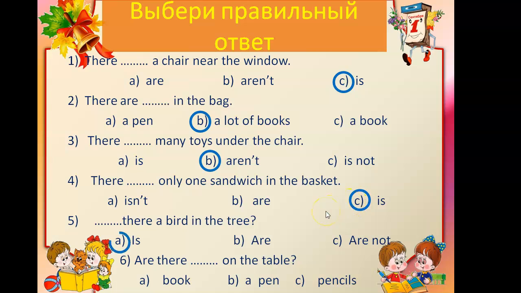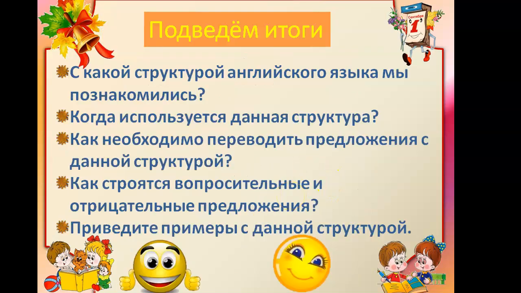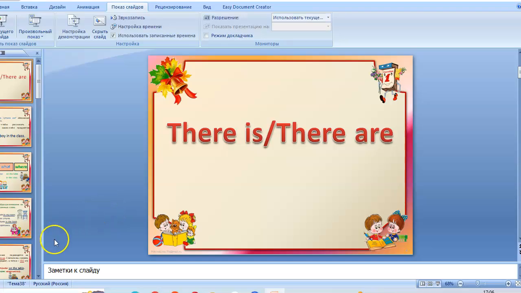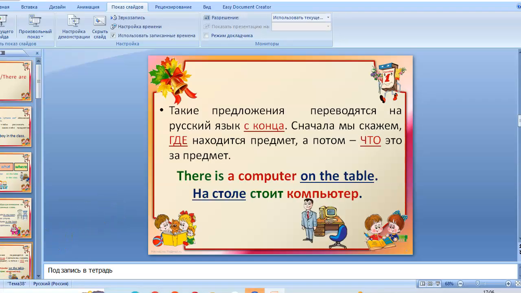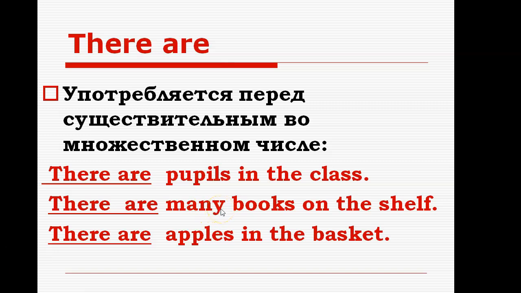So, is there a bird in the tree? Are there pencils on the table? So, "there are" appears before a noun in the plural. There are pupils in the class. There are many books on the shelf. There are apples in the basket.